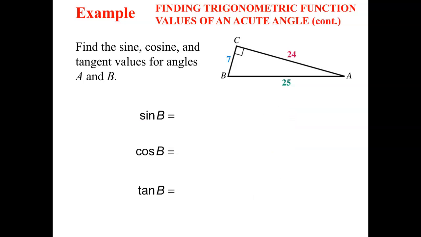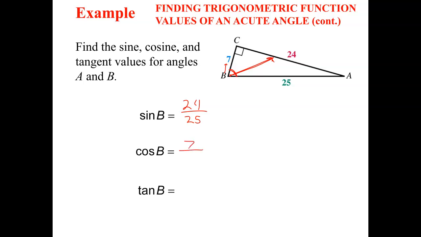Now, let's flip it, and now let's find sine, cosine, and tangent of angle B. Okay, same ratios, but now we have a different reference point. So opposite and adjacent are going to change. So what's tangent of B going to be? 24 over 25. Wait, I don't understand why. Opposite of angle B is 24. Adjacent to angle B is 7. Okay? So opposite is 24. Hypotenuse is still 25. What's cosine of B?